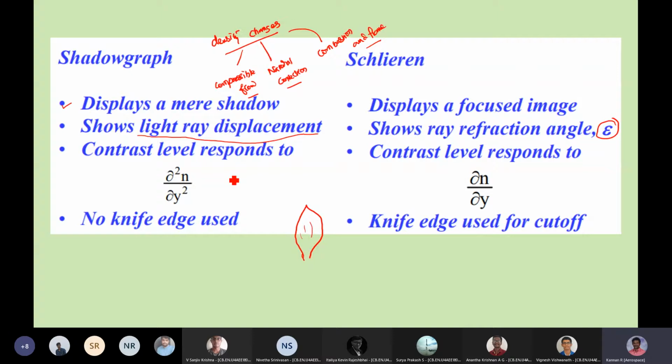The contrast level in the case of a Shadowgraph is going to be limited to a second order, del square n by dou y square. But in the Schlieren, the contrast level is going to be dou n by dou y. And there is no knife edge in the Shadowgraph, but in the case of a Schlieren, we are going to use a knife edge. This is a major difference between Schlieren and Shadowgraph. If you have any questions, please ask me.